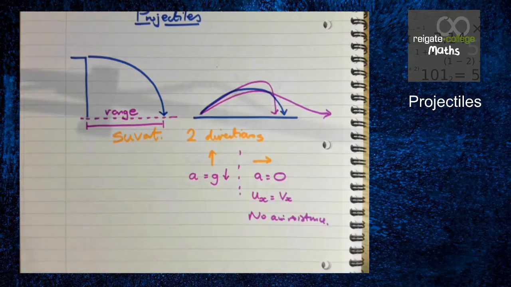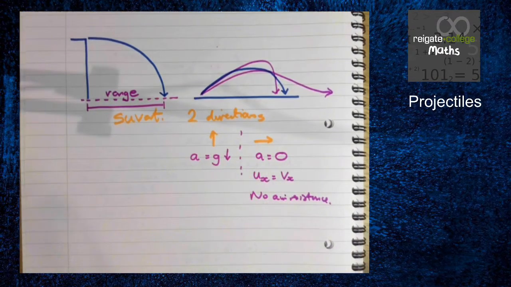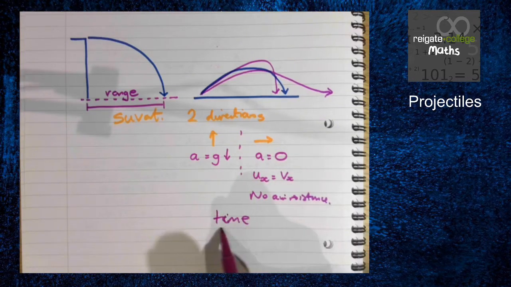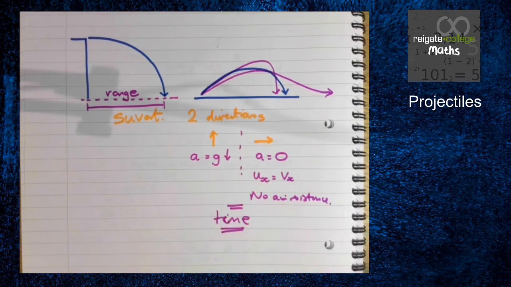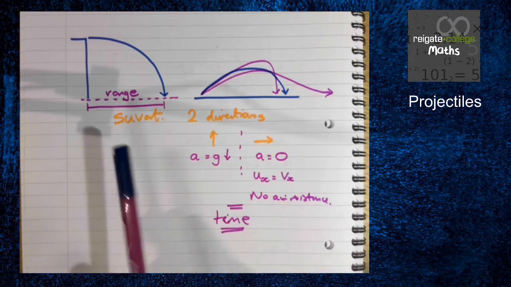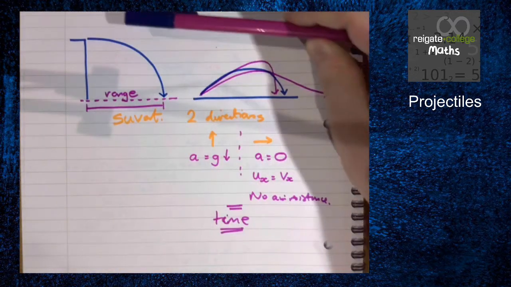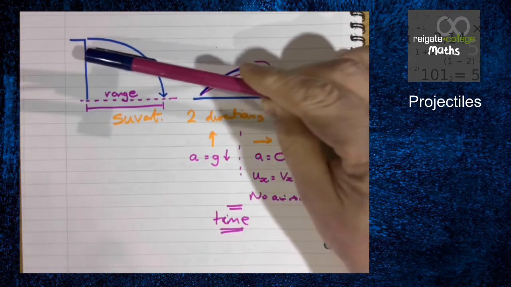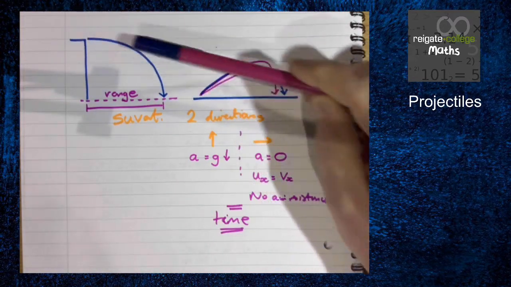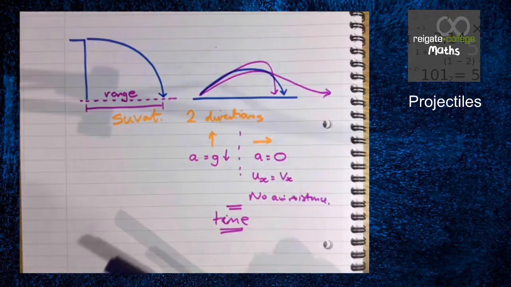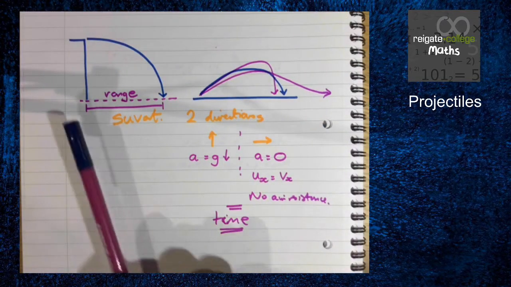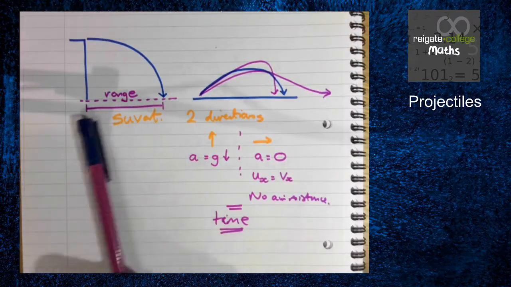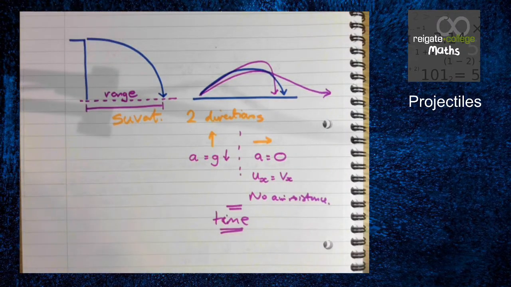The other thing as well, the time in both directions is the same. Because it takes the same amount of time to travel this distance as it does to travel this distance. We are not working in a TARDIS. Time does not pass differently depending on which direction you look at it. It's not how time works. So the time vertically and the time horizontally will be the same, which is really important later on.